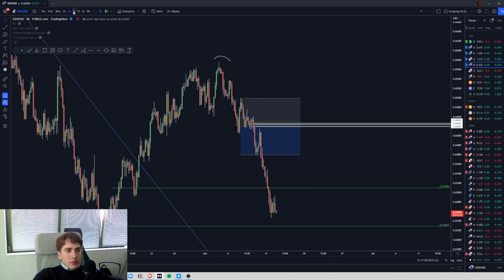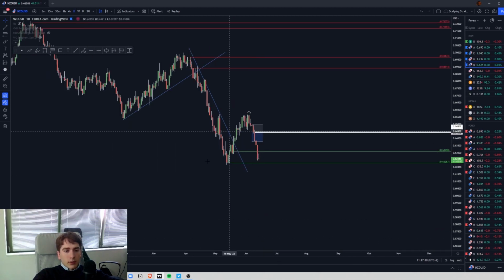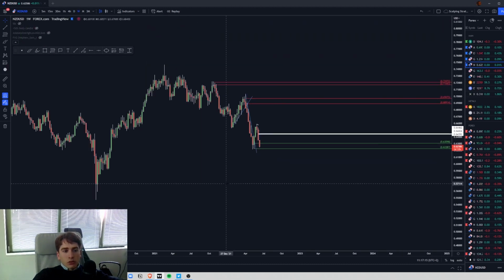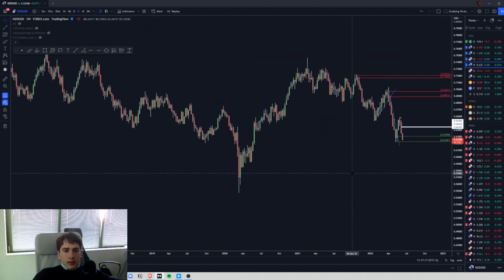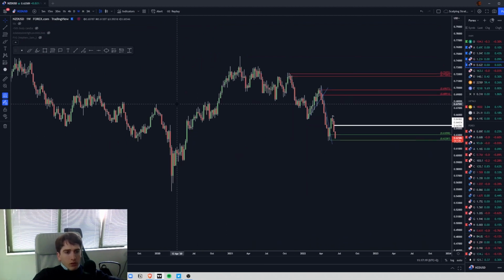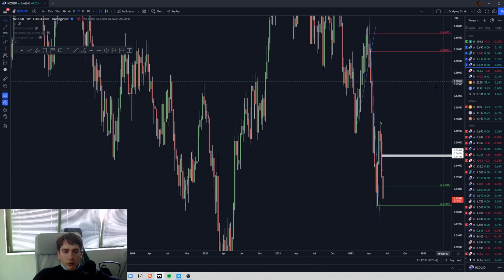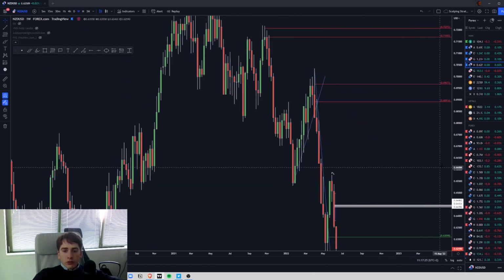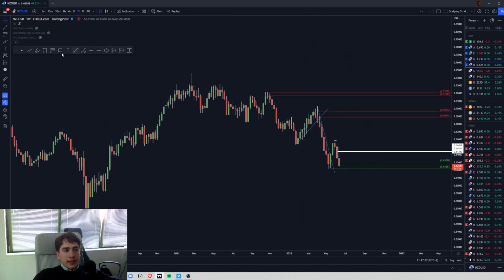Then Kiwi dollar currently located in daily demand. However, we are still in a bearish trend on the daily and also on the weekly. So therefore, let me see, by the way, are we bearish on the weekly? Yeah, we are. So we're bearish on the weekly as well, bearish on the daily, so expecting further downside.